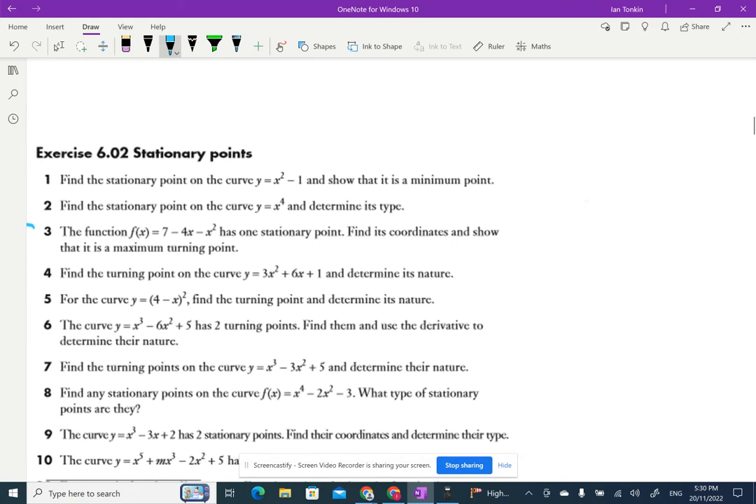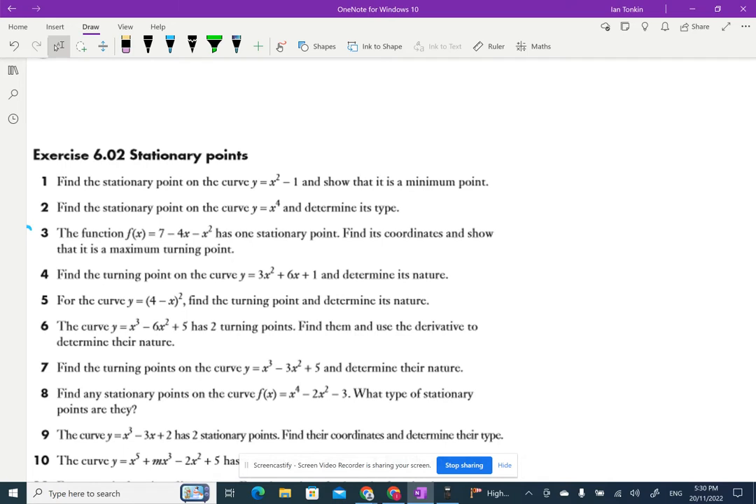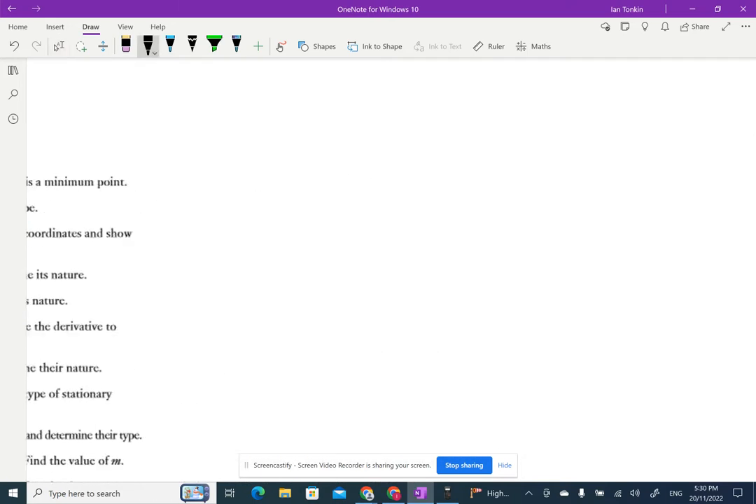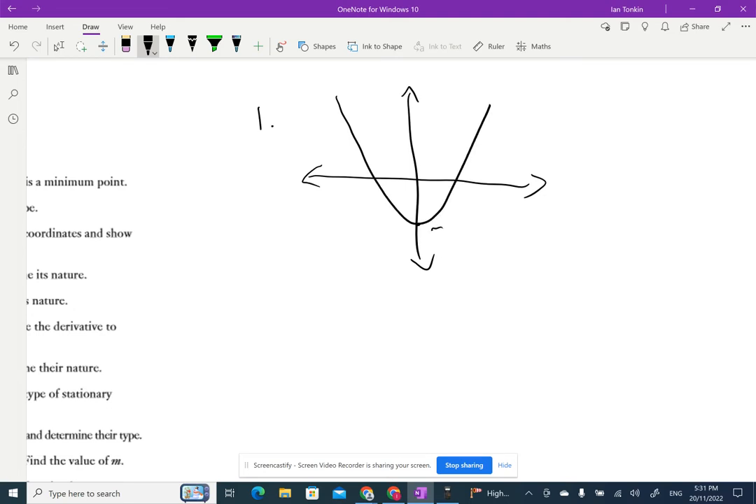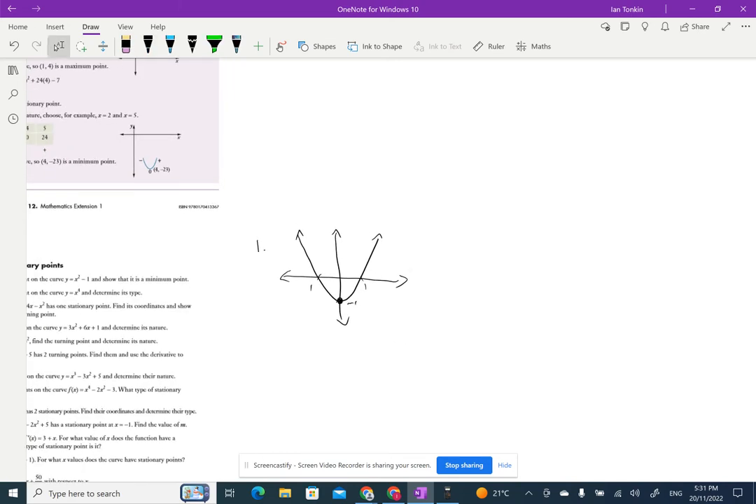I mean, look at the first one. y equals x squared minus 1. Well, we know what that looks like. Here's y, there's your axes, and y equals x squared minus 1 is just that, at minus 1, 1, 1. That's what that looks like. And here's the turning point, the stationary point, and it's a minimum TP. Now, we can look at that and say graphically we know what's going on, but we want to go through this process. So I'm going to take y equals x squared minus 1.